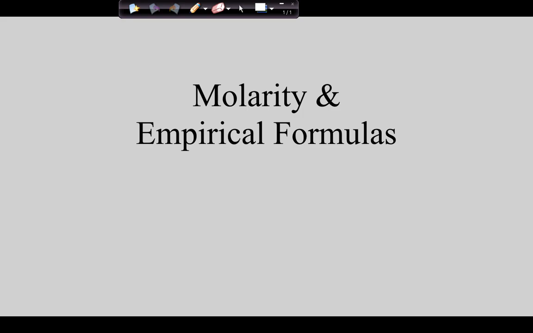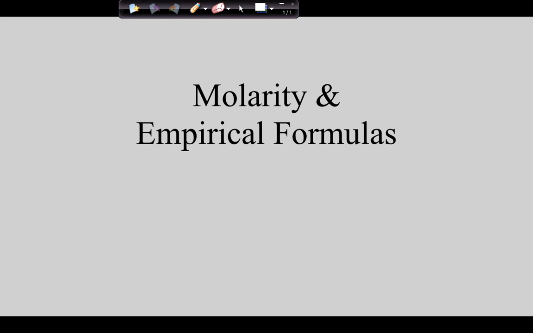So, guys, it says molarity and empirical formulas. And guys, understand that this "and" is a hard "and." What you're going to find out is that molarity and empirical formulas have absolutely nothing to do with each other. So it's not like one is going to flow into the other. What we're going to do is talk about molarity conceptually, then mathematically, and then we're going to call time out and reset. Then we're going to talk about empirical formulas conceptually, and then mathematically, and then we're done, and you're going to have a chance to do homework.